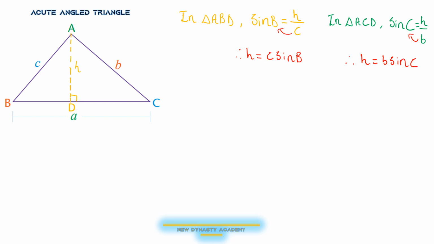Now we notice that we have got two expressions that are equal. Then we're going to equate them. We're going to equate the altitudes. As we know mathematically, two things that are equal to the same thing are also equal to each other. So therefore we're going to have c sine B equals b sine C. And that's what we have there.